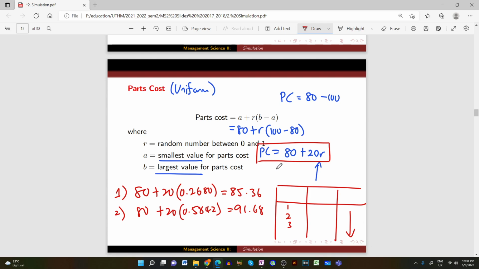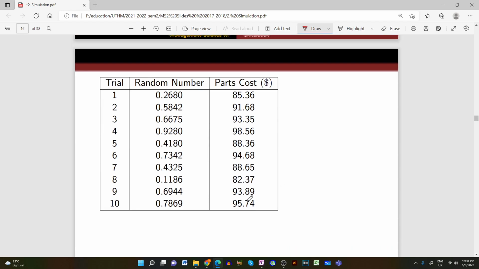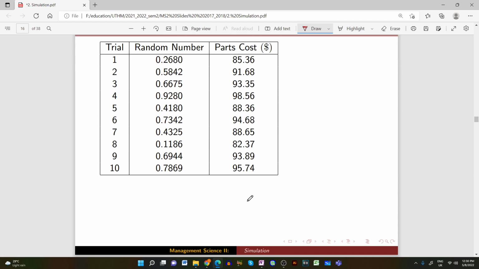Right, I suppose you guys have computed. Check the answer here. So these are the 10 part costs. Check the answer. So we have 10 labor costs, we have 10 part costs. Now we need 10 demand data for the 10 trials or 10 simulations. For that, okay, never mind. Check this one.